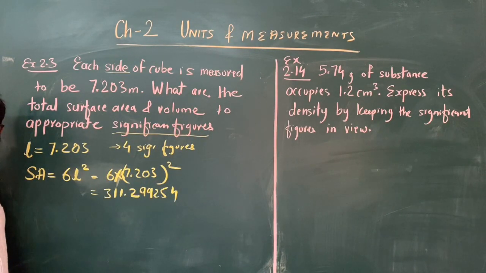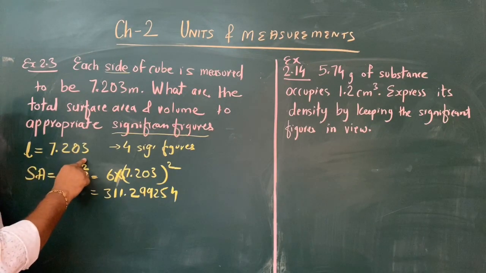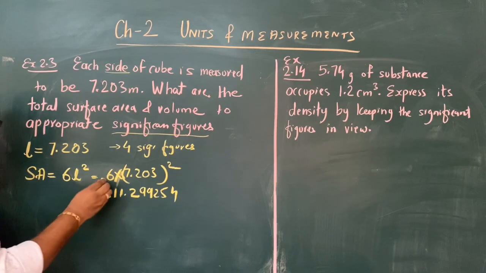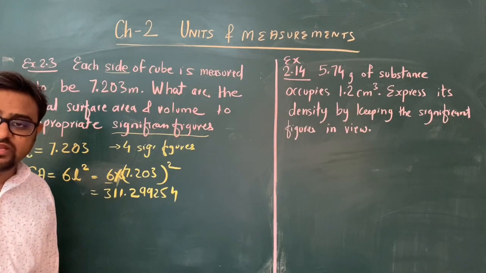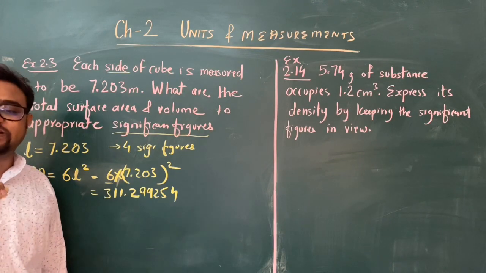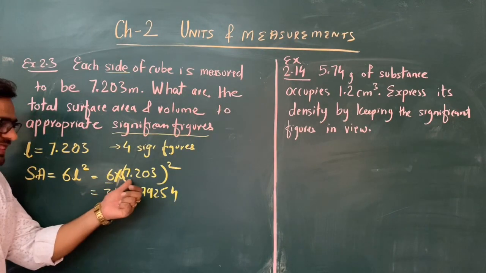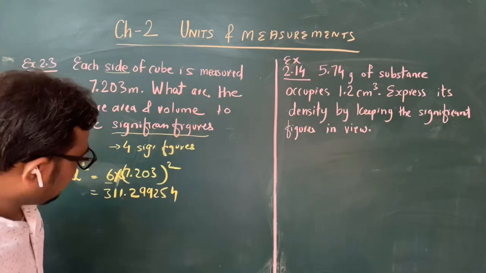Now what is the rule for multiplication? Find out the number with least significant figures. So here it is not the number, it is the measured quantity. Here there is only one measured quantity, and how many significant figures? Four. So in the answer, it must be four significant figures. Now don't see that here it is multiplied by six. So it is having only one significant figure, right? You only have to see the significant figures of the measured quantity. 6 is not the measured quantity. L is the measured quantity. So 4, so in the answer I will write down 1, 2, 3, and 4.